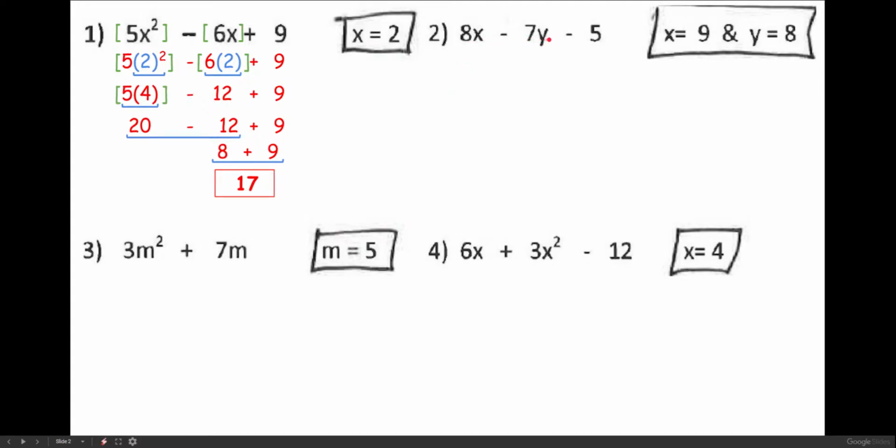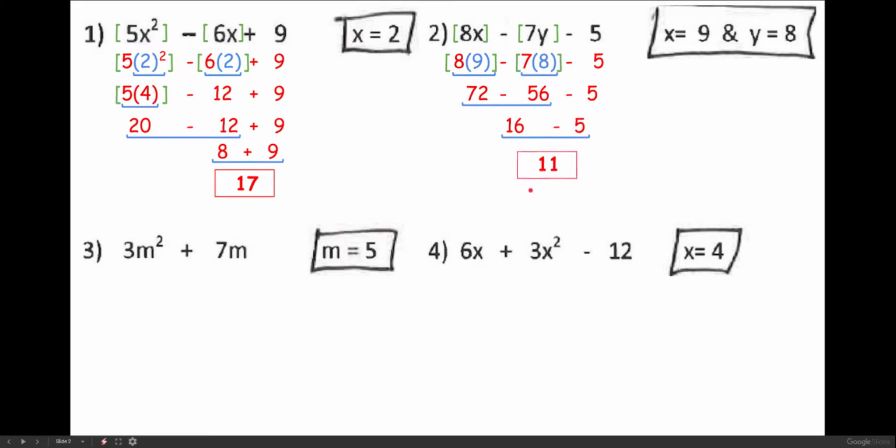So 8x minus 7y minus 5. These two terms have variables with them, so I want to treat them as if they have brackets around them. So 8x, so 8 times 9, minus 7y, 7 times 8, because y equals 8, minus 5. Now, put brackets around these two because we want to deal with them first. Because they have these parentheses or brackets around them, we can deal with both of them at the same time. 8 times 9 and 7 times 8. So 8 times 9 is 72. 7 times 8 is 56. Bring down everything else, the minus, the 5. Now, we just subtract 72 minus 56. That's 16. Minus 5 equals 11.